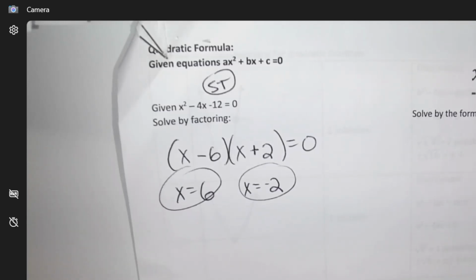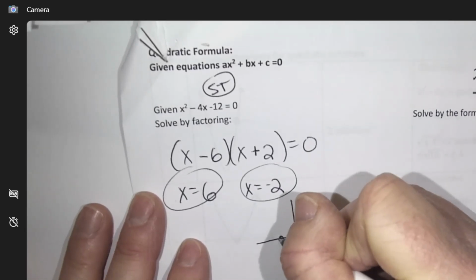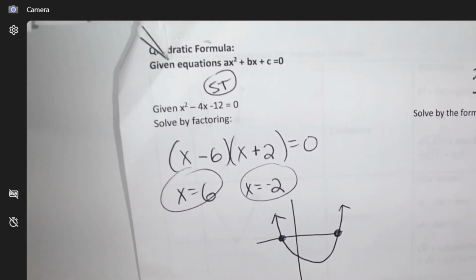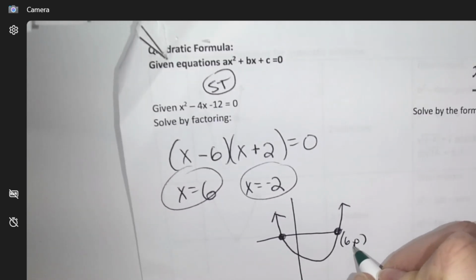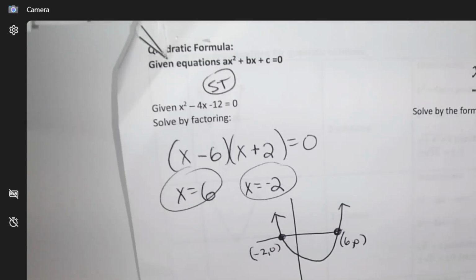And what does it actually mean again? Right? This is what it is, right? It's the x-intercepts. So this is (6, 0), and this is (-2, 0). They are the zeros, they are the x-intercepts, they are the roots. All these things mean the same thing, just on an equation, on a graph.